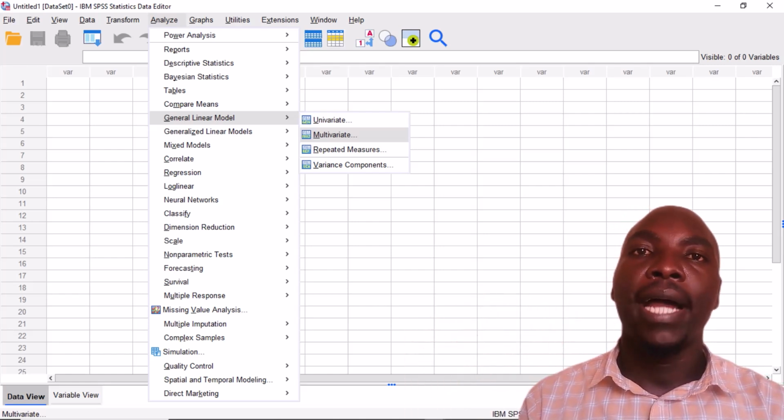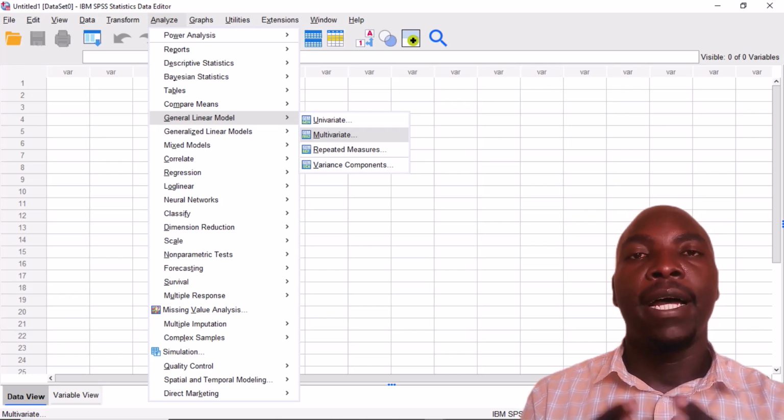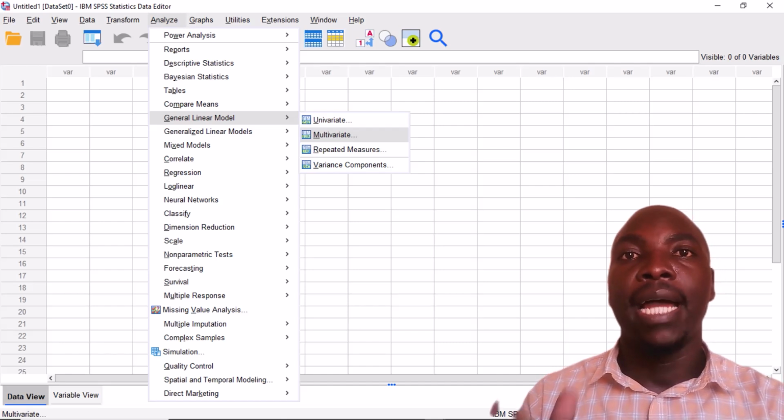So next we look at repeated measures ANOVA, where you have the same participants observed at different time points and measurements taken.